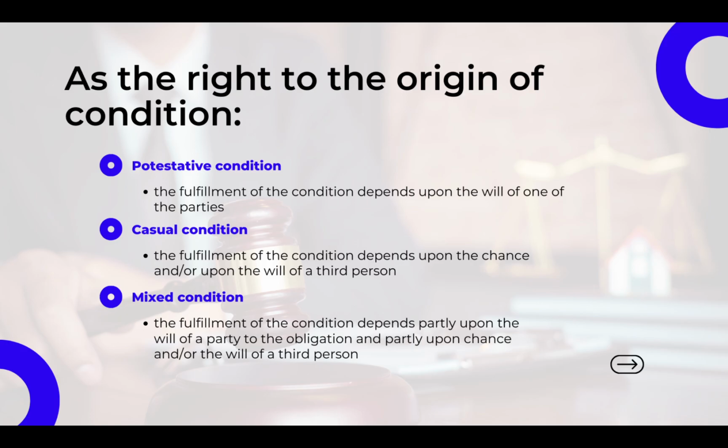Ang example nito is for potestative, o sa'yo na itong relo ko. If ako ay pupunta ng mall today, that is potestative. O pag sinabi mong casual, I will give you my bicycle kung uulan ngayon. Diba? That is based on a chance. At sasabihin mo naman kung ito ay mixed condition is, I will give you my only car if I will go to the shopping mall and kung uulan ngayong araw. Okay? So that is a mixed condition.